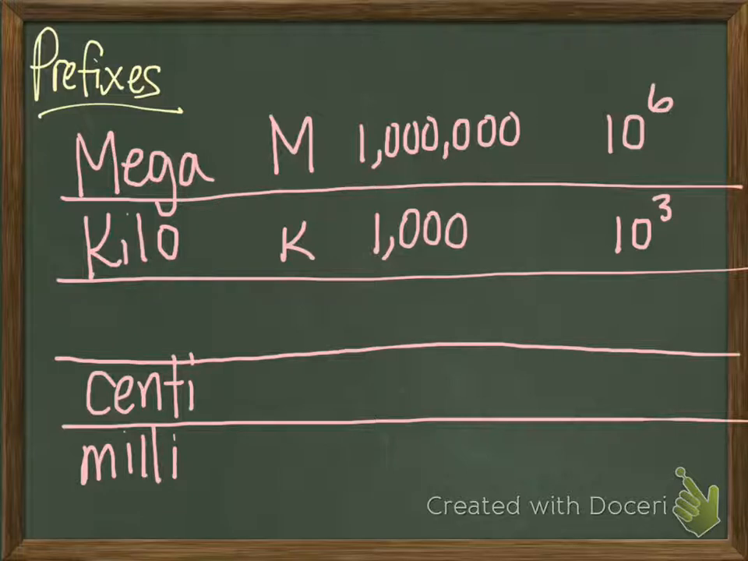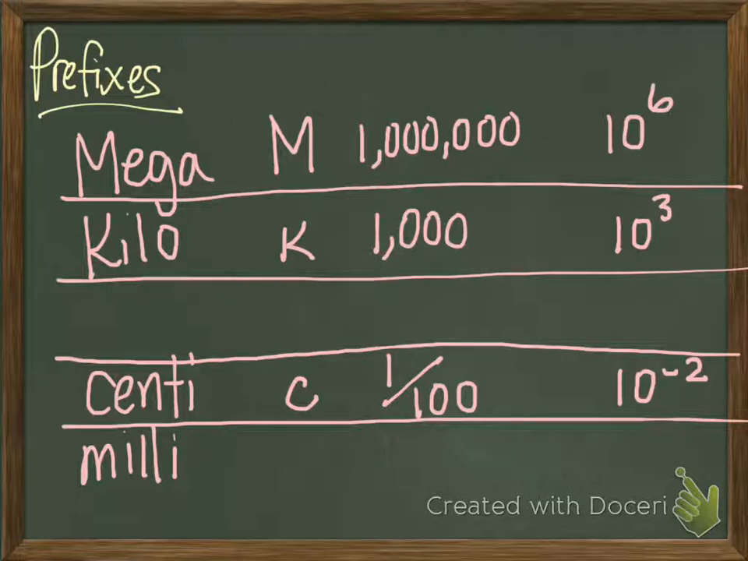Okay, let's talk about centi and milli, our little guys. Centi is represented by the abbreviation lowercase c, and it means 1/100th of something. So its exponential factor is 10 to the -2nd.